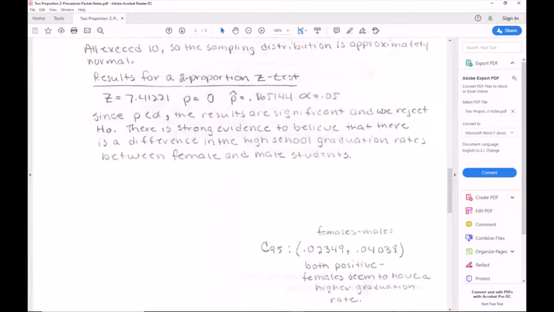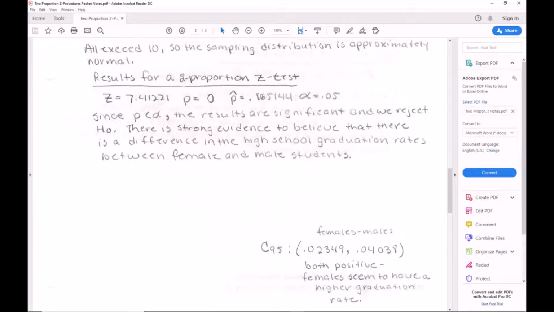So I ran the test and I put the women in first. You can put the men in first. It doesn't really matter for a non-directional test like this. So I got a very big Z-score, 7 standard deviations above the mean. And the p-value, I don't even remember it. It had scientific notation. It was really small, so I went with 0.